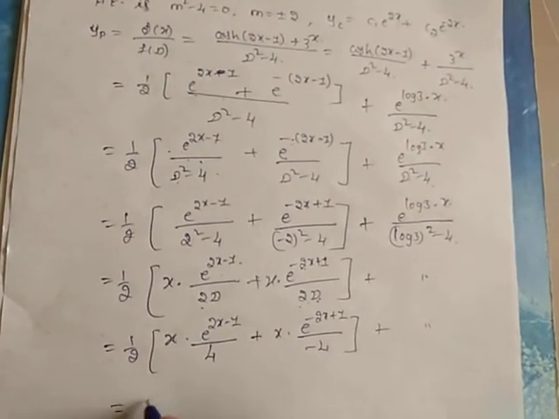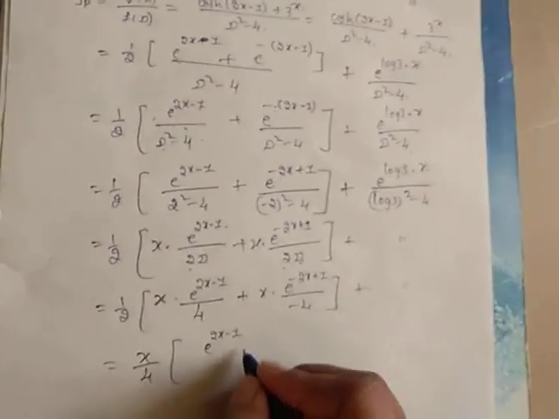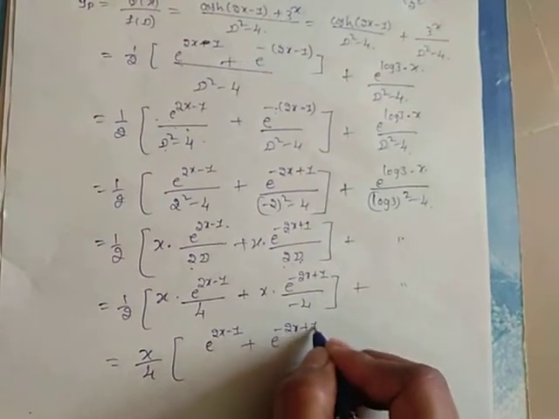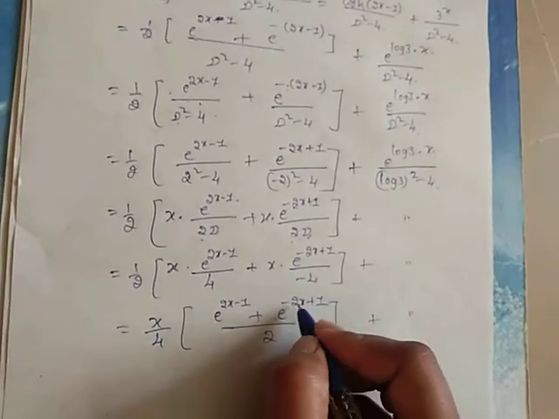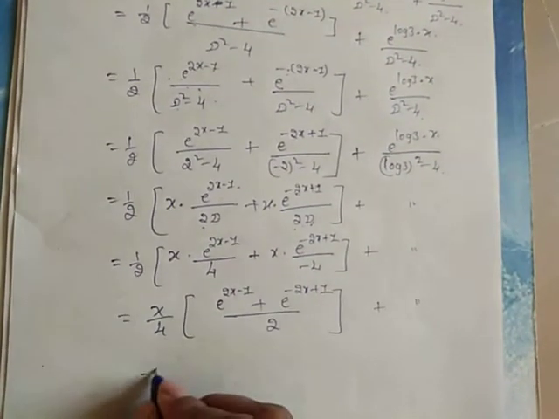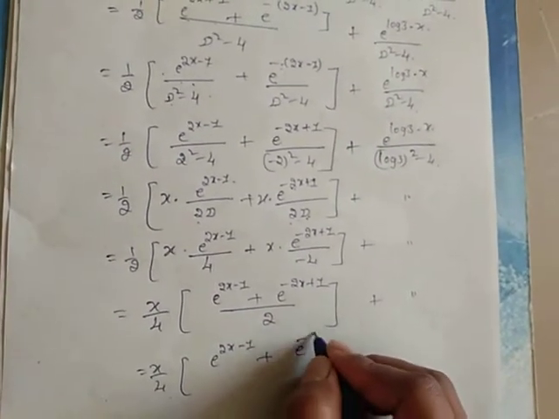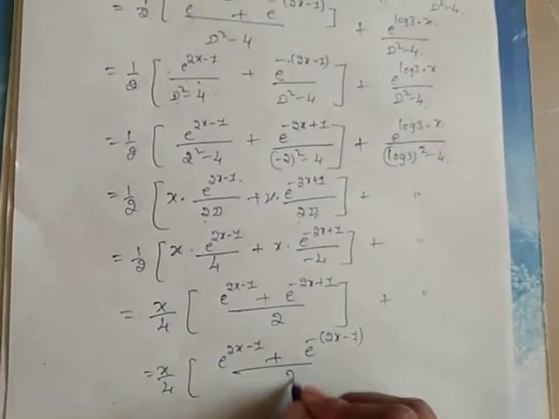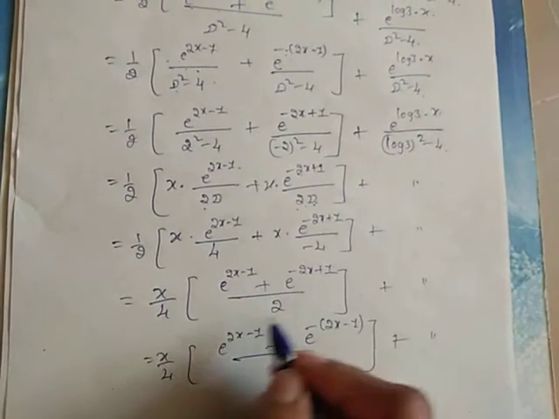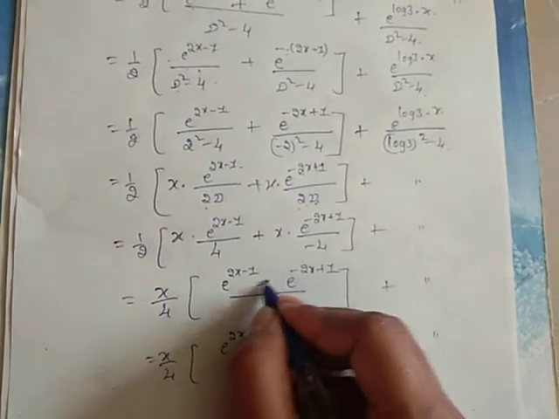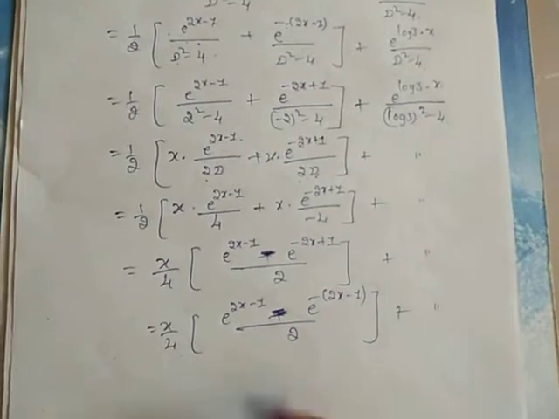Take this x by 4 entirely outside. X by 4, e raised to 2x minus 1 plus e raised to minus 2x plus 1, divided by 2, plus, keep this term as it is. Here I write this function as it is again. X by 4, e raised to 2x minus 1 plus e raised to minus of 2x minus 1, divided by 2. Here this becomes minus, because minus into plus becomes minus. Keep the minus sign as it is.